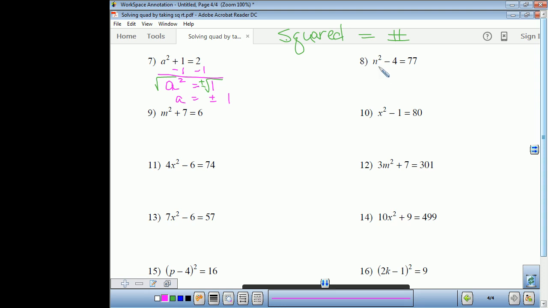Okay, so let's look at number 8. n squared minus 4. We have extra. How do we get rid of minus 4? Add 4. So we get n squared equals 81. And some of you are just going to see the answer. But some of you need to, every time, put your plus or minus. And so we get n equals positive or negative. What is the square root of 81? 9.